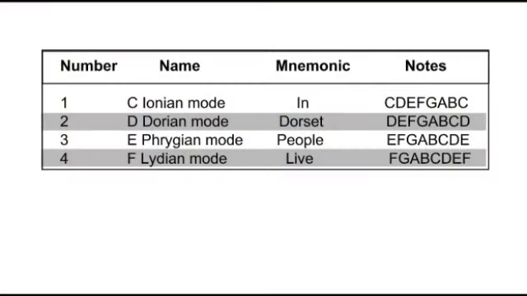The fourth mode of C major is the F Lydian mode. Our mnemonic now reads, "In Dorset People live", and the notes of the F Lydian mode are F, G, A, B, C, D, E, F. The notes of the C major scale from the note 4 to note 11.